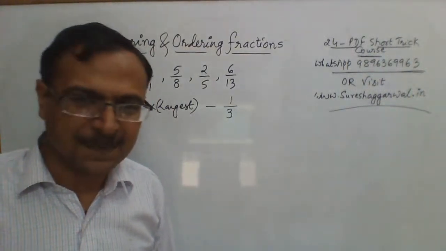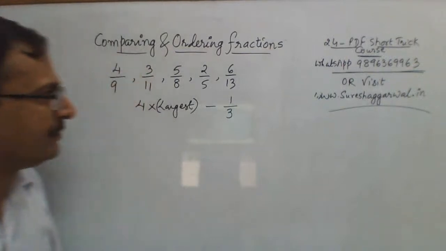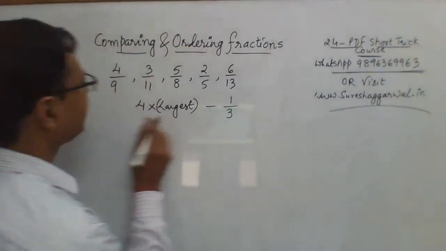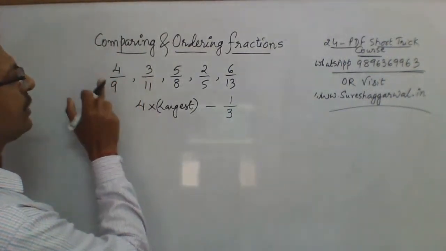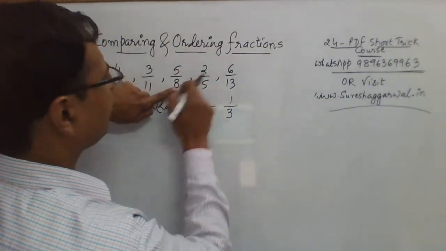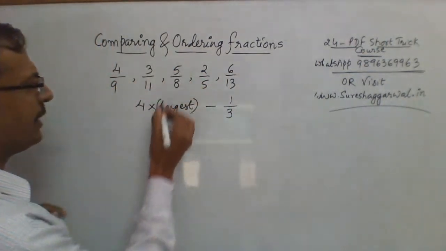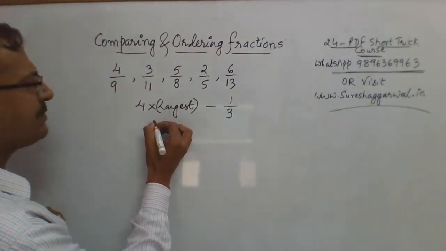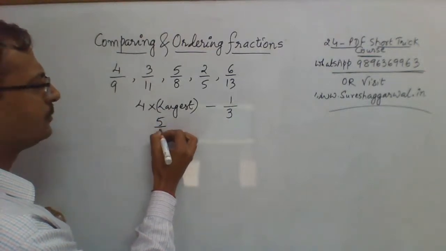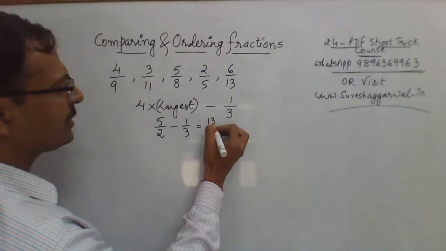Okay. Let's see whether that answer 13 by 6 is correct or not. I have to find the largest, right? 44, this is greater. 32, 45, this is greater. 25, this is greater. 65, 48, this is greatest. 5 by 8. So 4 times 5 by 8 is 5 by 2 minus 1 by 3. So 15 minus 2, 13, 13 by 6.